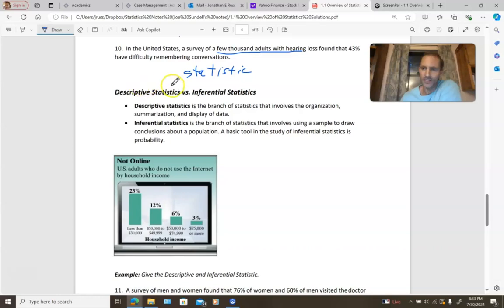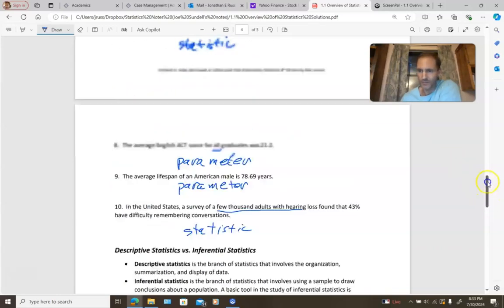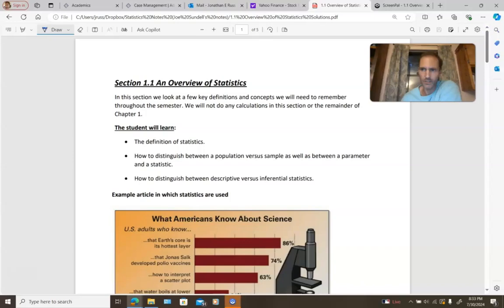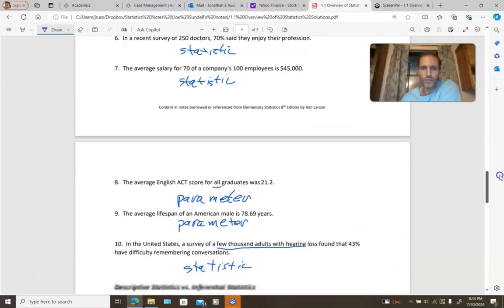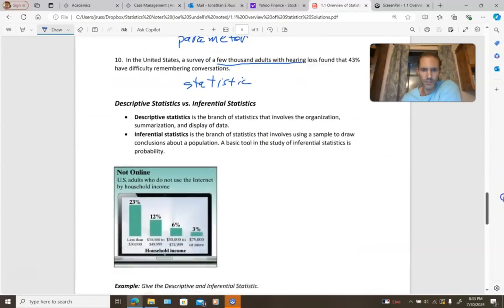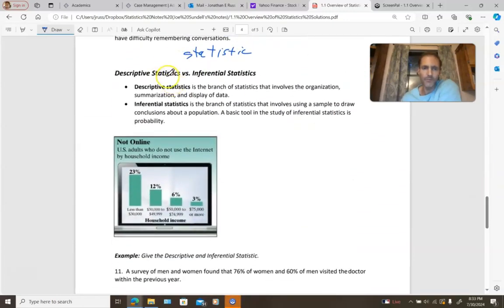This last one here, guys, this last subsection, this pertains to the last learning objective up here. The difference between descriptive versus inferential statistics. Descriptive statistics is much like it sounds. It's the branch of statistics that involves the organization, summarization, and the display of data. So it's really just concerned with painting a picture of what's happening, what's going on, okay?